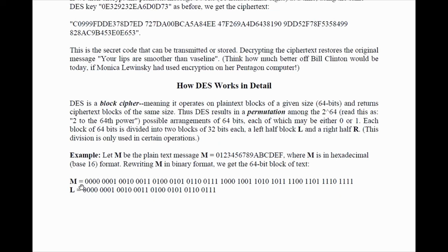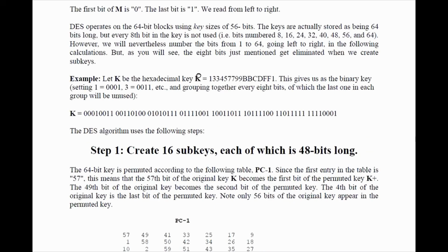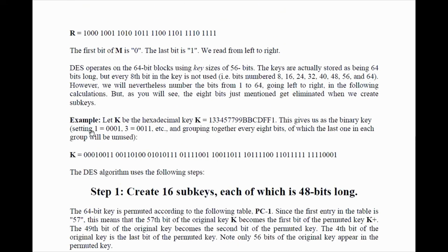First thing first, you have to divide it into two halves. One is the left part, the first 32 bits, and the right part, the remaining 32 bits. Okay, so that is the first step.